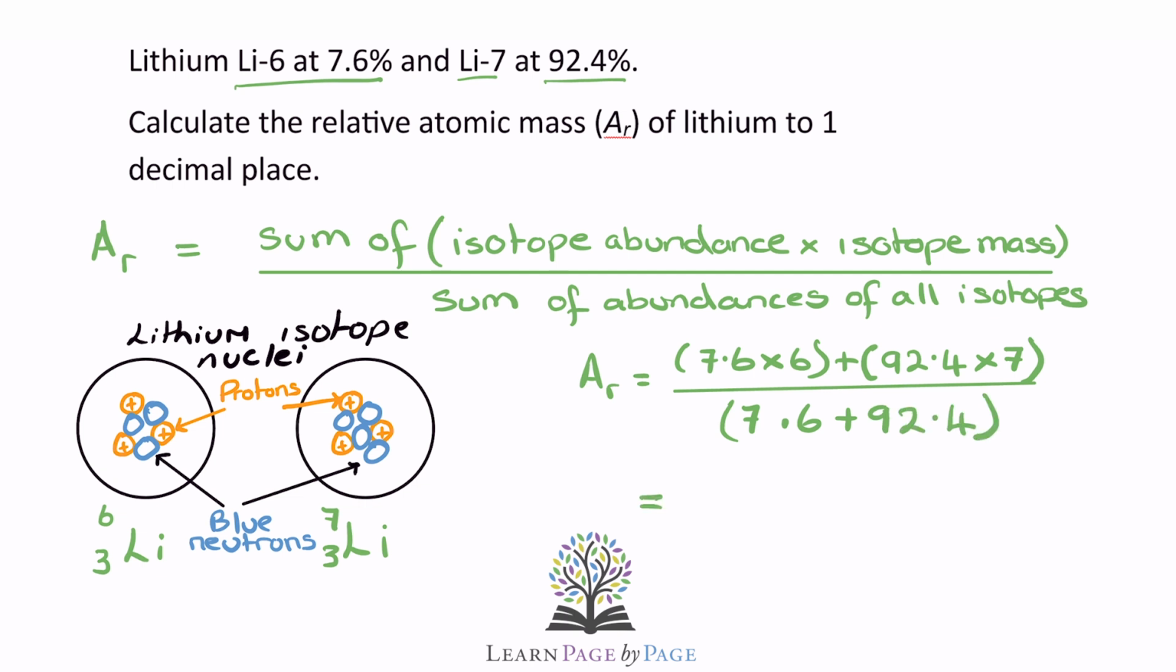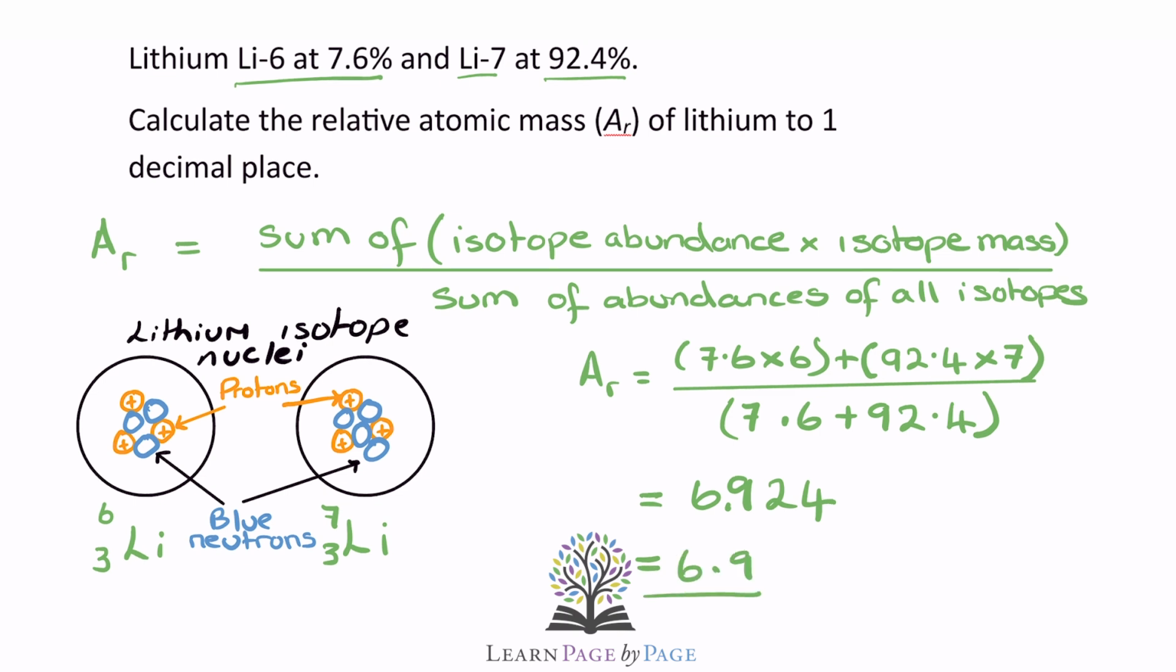Pop that in your calculator. Again, remember, although they want it to 1 decimal place, put the full amount down. 6.924. And to 1 decimal place would be 6.9. There we are. That should be about everything.